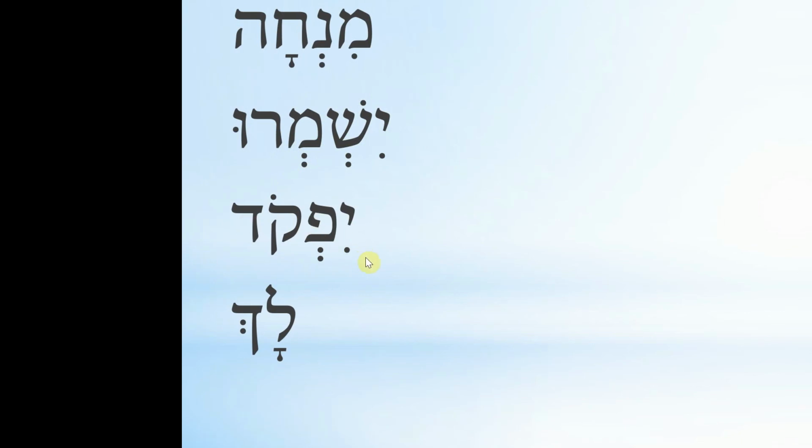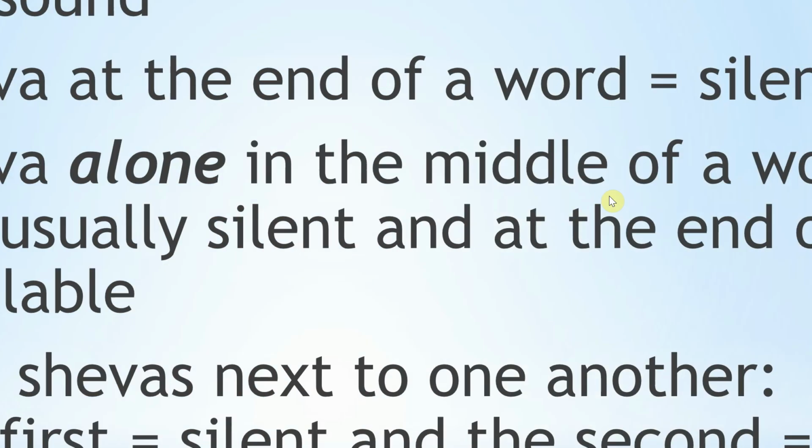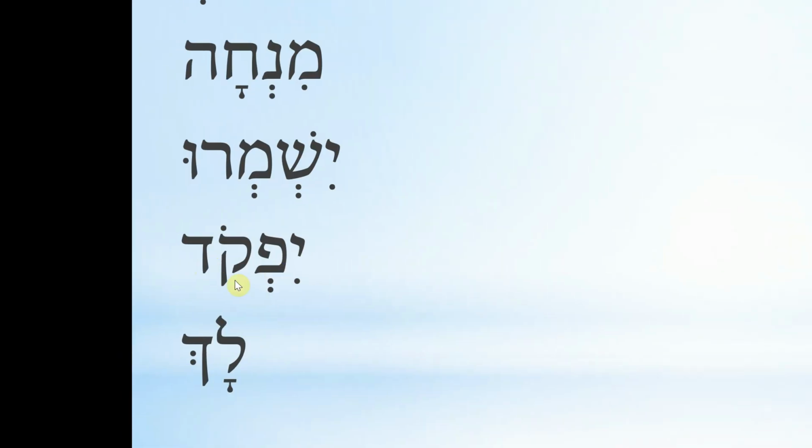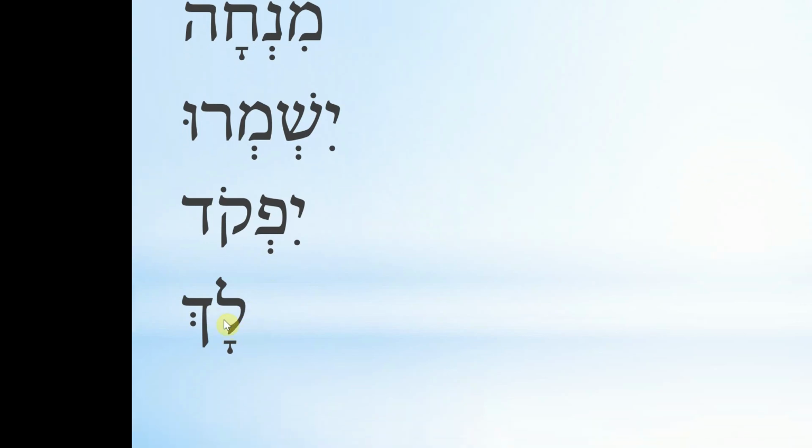Yifkod. So, is the shva here underneath the pei vocal or silent? It is silent, right? Because the shva is alone in the middle of a word. Okay, and it also happens to mark the closure of a syllable. Yifkod. All right, and then finally, lach.